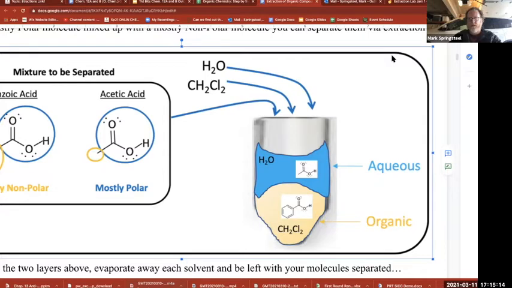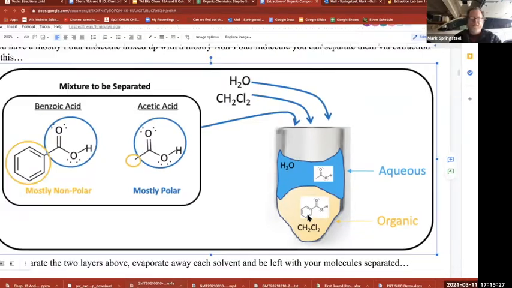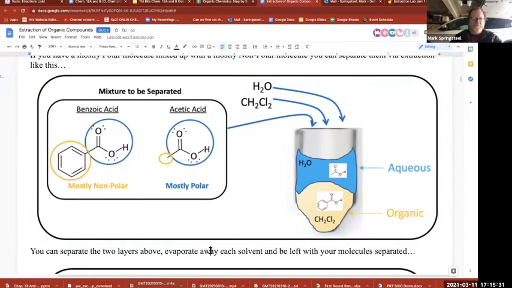Because it's mostly polar. Yep. And then why is the benzoic acid in the organic layer? Because it's mostly non-polar and wants to avoid. There we go. I know you guys got the concept, but I'm just really digging it down in deep.